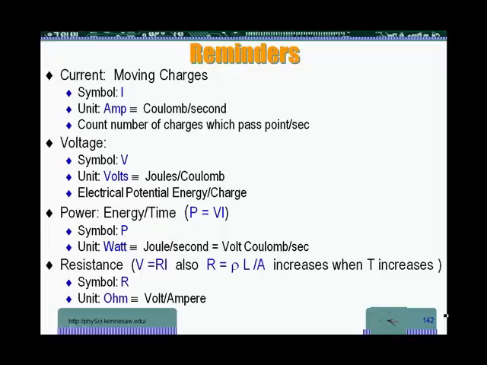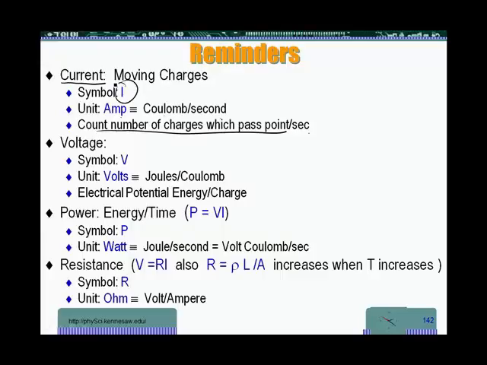In this recording, we will discuss circuits that include resistors that are in series, resistors or light bulbs that are in series. Just a few reminders before getting into that. What we define as current is the amount of charge that passes a particular point per second. The unit is coulomb per second. It's called amps, and the symbol for current that we use is I.